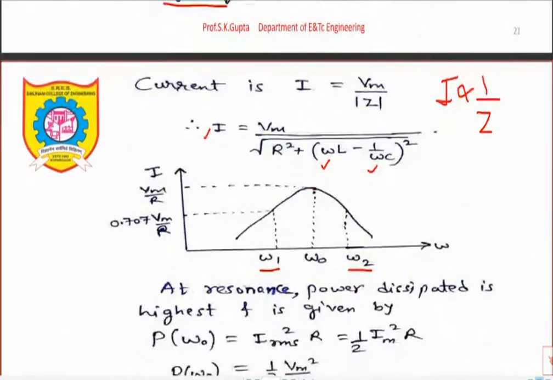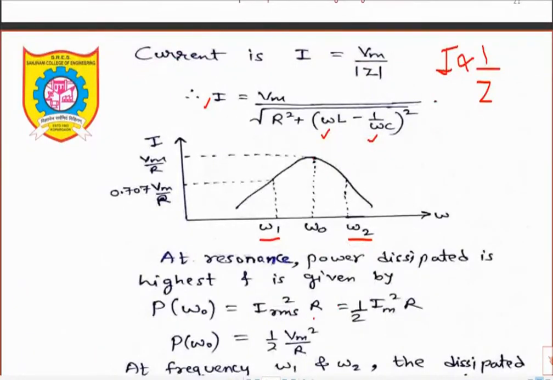At resonance, power dissipated is highest because current is highest, and it is nothing but I RMS square into R, and we know that I RMS equals Im by root 2. So just put it over here. Power dissipated equals 1 by 2 Im square R, and Im is nothing but Vm by R. So at resonant frequency, the power dissipated is maximum and it is 1 by 2 Vm square by R.